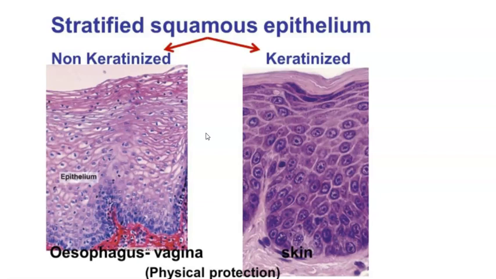Here's another example. It's a comparison. This is non-keratinized over here, and this is keratinized. So this is the esophagus or the vagina. I'm not sure which one. Histologically, they're very similar. And this is the skin. Notice they're both stratified squamous, but this keratinized epithelium has this thin layer where there's no nuclei present. This is the keratin. This would be the surface of your skin.